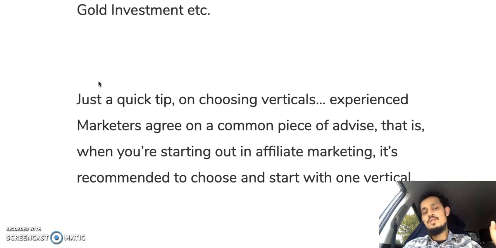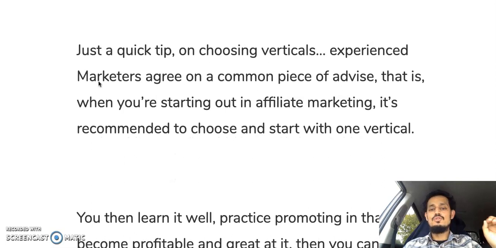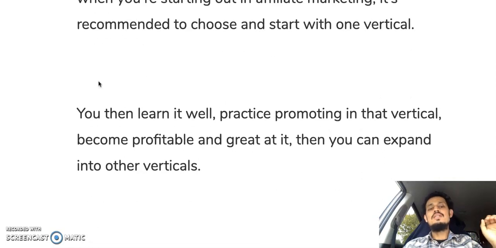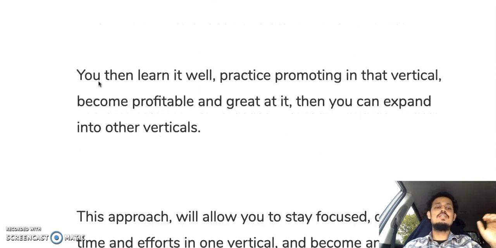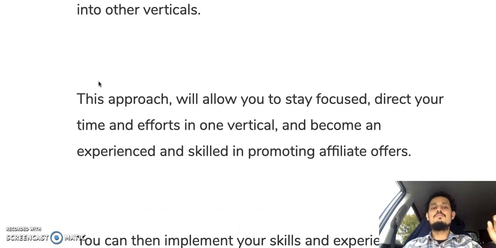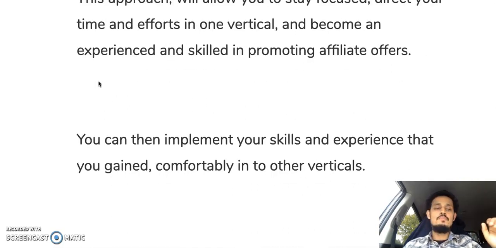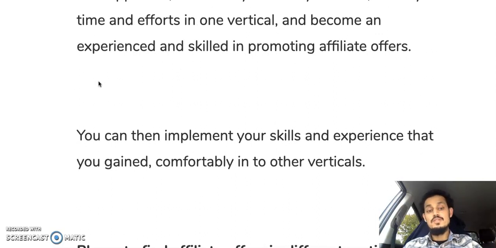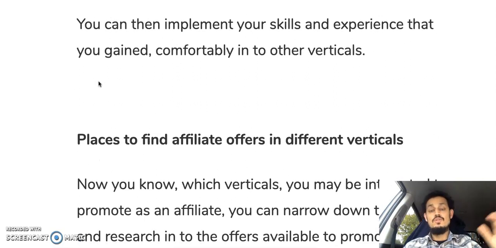Just a quick tip on choosing verticals. Experienced marketers agree on a common piece of advice: when you're starting out in affiliate marketing, it's recommended to choose and start with one vertical. You then learn it, practice promoting that vertical, become profitable and great at it, then you can expand into other verticals. This approach will allow you to stay focused, direct your time and efforts in one vertical, and become experienced and skilled in promoting affiliate offers. You can then implement the skills and experience you gain comfortably into other verticals and areas.